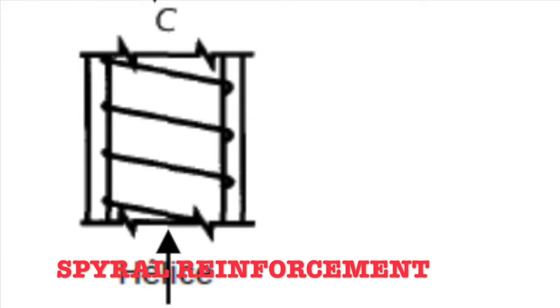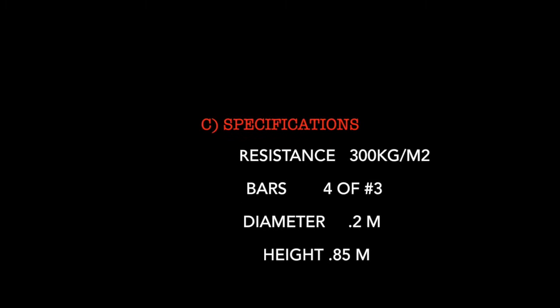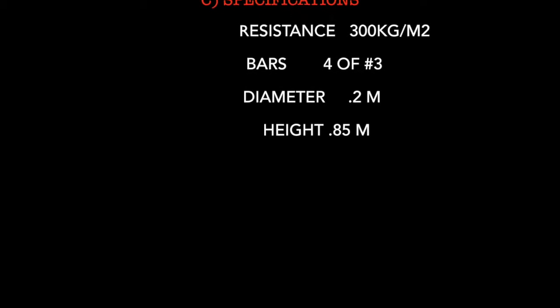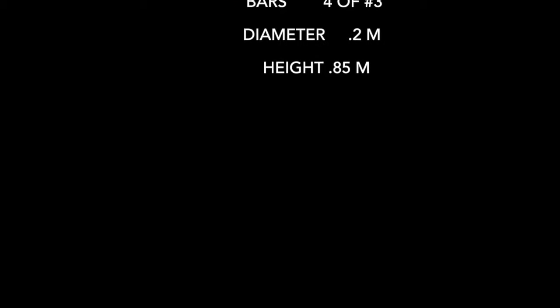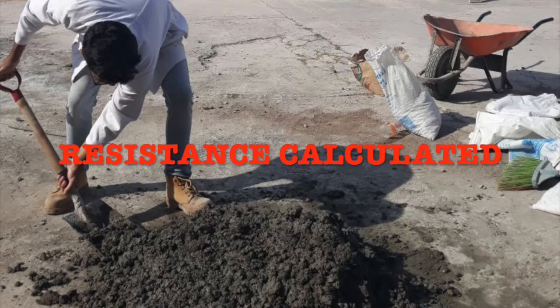Spiral or helix reinforcement. This column as well has a resistance of 300, 4 bars of number 3, a diameter of 20 cm and a height of 85 cm. The spiral reinforcement is made of a shorter bar with a space of 5 cm. Each model followed the norms of NTC and ACI. Now we will show you the results that we calculated.